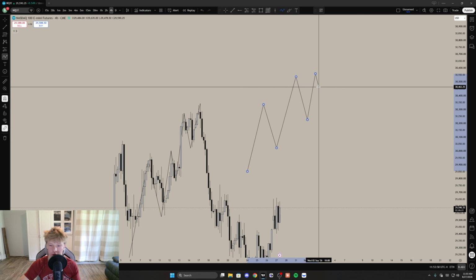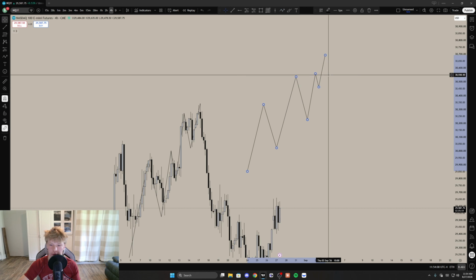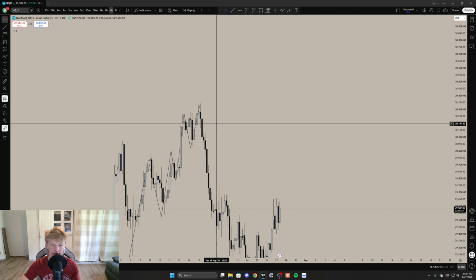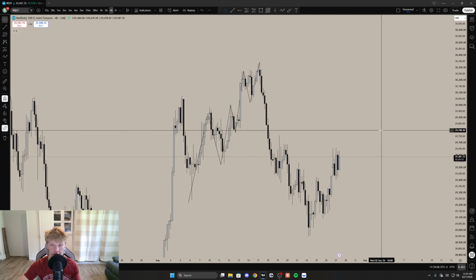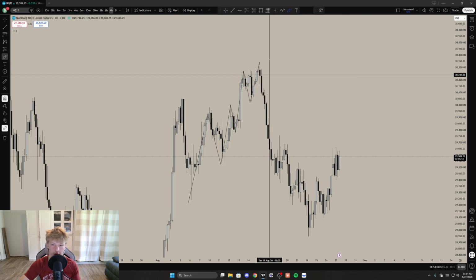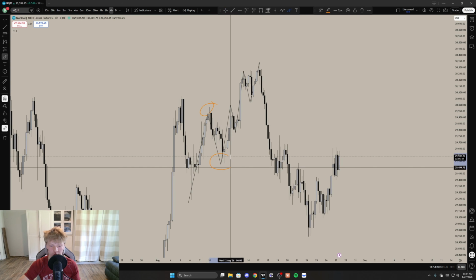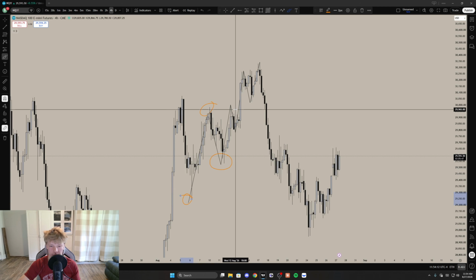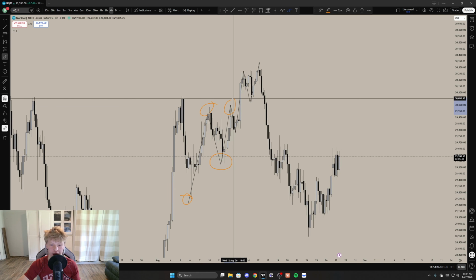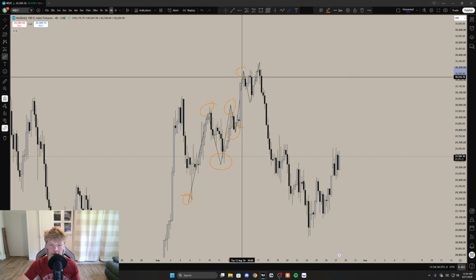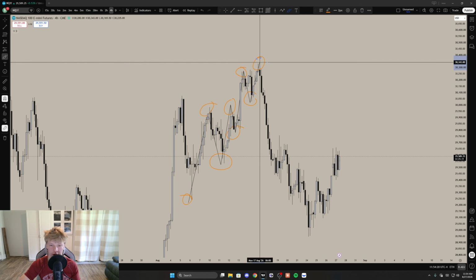Sometimes it can be a small little higher high, a small little lower low, a bigger higher low, and it can be different sizes and shapes. It doesn't all have to be the same. But tried and true, this is what it is. We have a higher high, a higher low, higher high, higher low, and then a higher high.